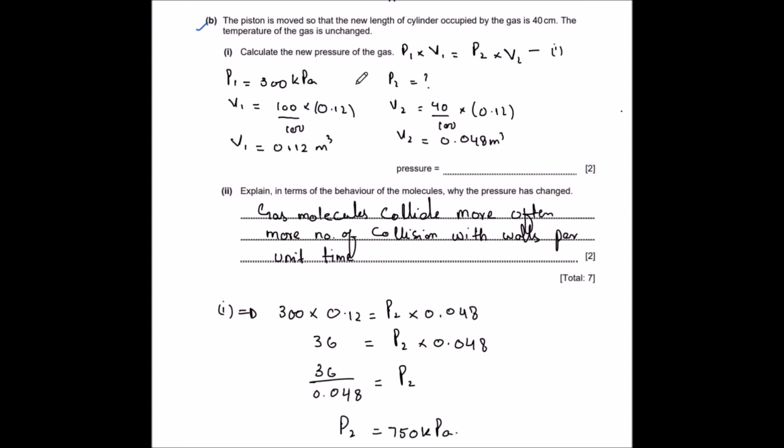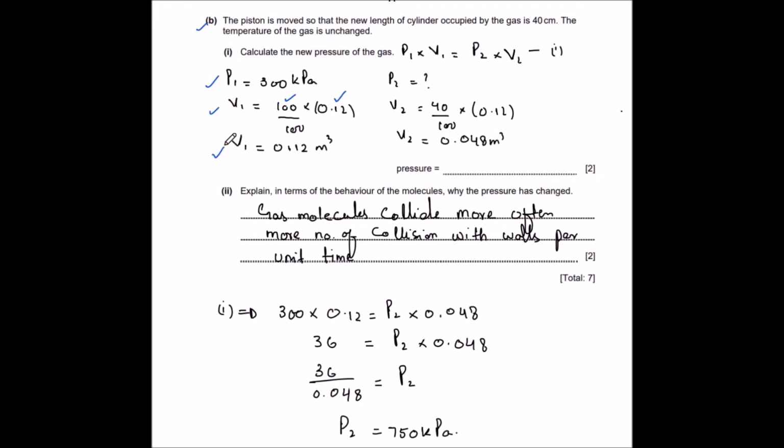Here first I am going to write the information given and required. We have initial pressure 300 kilopascal. In the first case the length of the cylinder was 100 centimeters. So first you will change centimeters to meters by dividing by 100, and the cross sectional area was given as 0.12. So volume you can get by multiplying length and cross sectional area. So you get the initial volume 0.12 cubic meter.